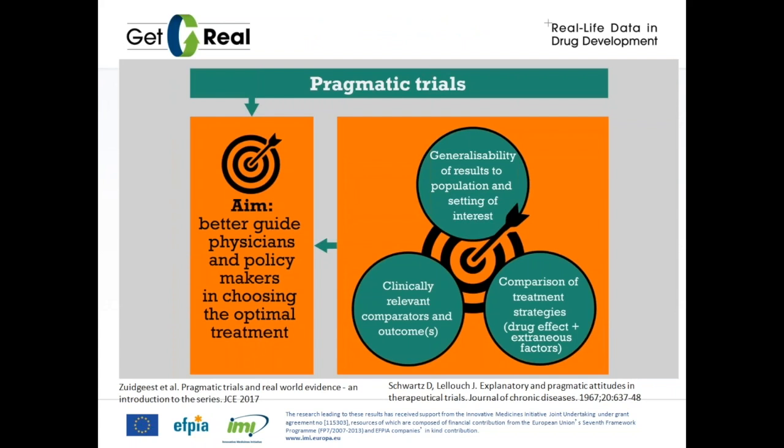So to summarize what pragmatic trials are about, pragmatic trials are typically randomized clinical trials that aim to better guide physicians and policymakers in choosing the optimal treatment. They tend to have clinically more relevant comparators and outcomes that speak more to the real life use and what is intended to be achieved. They tend to compare treatment strategies perhaps more than single drugs, thereby reflecting real life strategies better. And they tend to have populations that are as little selected as possible to, again, allow the generalizability of results across a wide spectrum of patients.